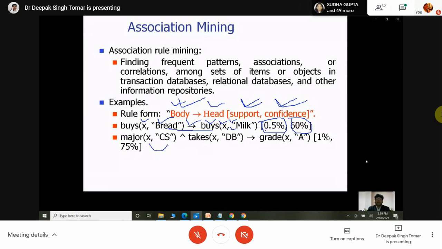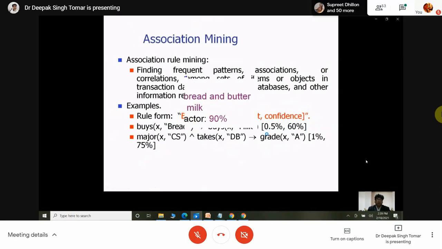Then, when a student takes computer science and a database subject, 1% of total students get an A plus. And when they take CS and EPB, 75% of them do. So these are the simple things that we have to find. We will also discuss multi-dimensional rules, where you can include the bread brand and milk brand, for example milk is Amul and bread is popular. That comes under multi-dimension.